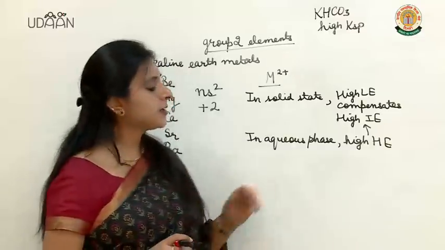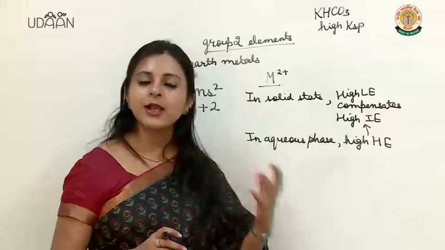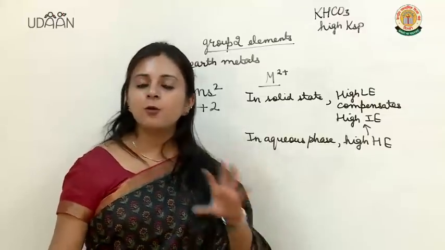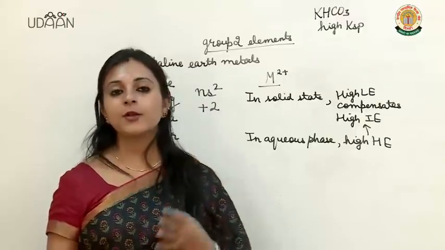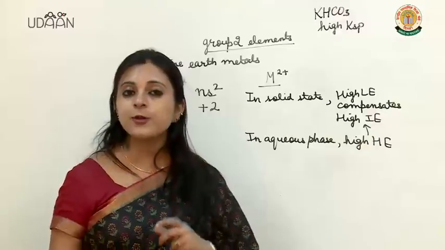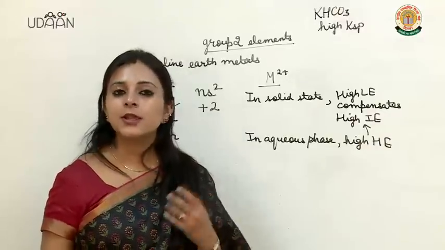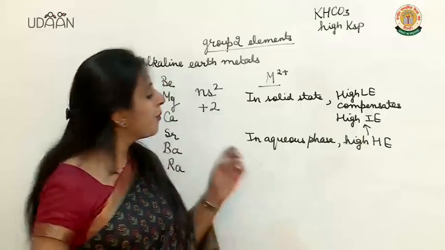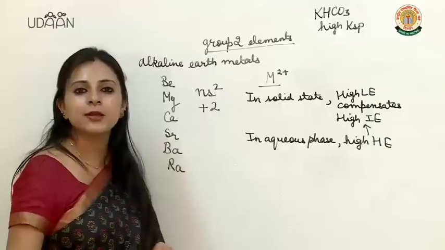Now let us talk about the metallic character of alkali metals and alkaline earth metals. Which will lose electron more easily? Obviously alkali metal, because of its large size and low ionization energy, is going to lose electron more easily as compared to alkaline earth metals. Therefore alkali metals are more metallic than alkaline earth metals.